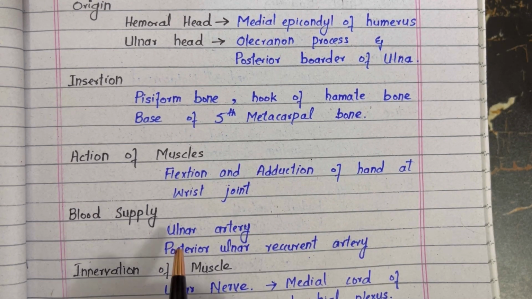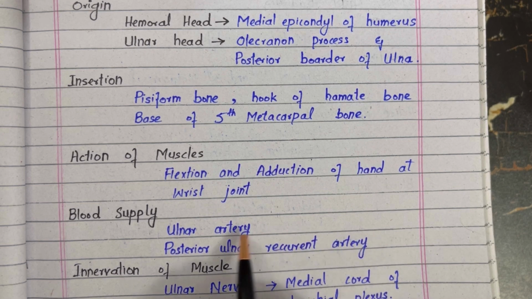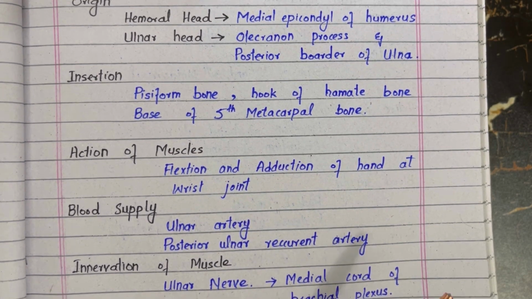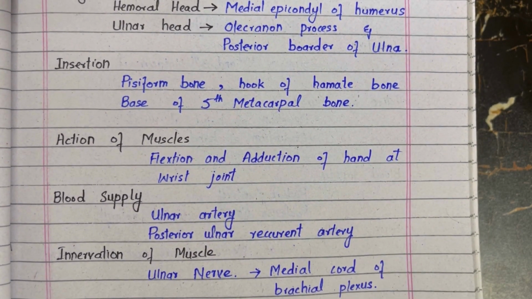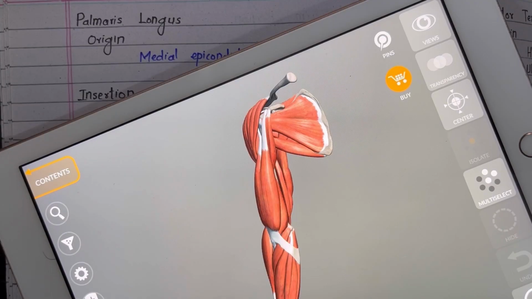The flexor carpi ulnaris muscle is supplied by the ulnar artery and the posterior ulnar recurrent artery, which is also the branch of the ulnar artery, while the ulnar artery is the branch of the brachial artery. The innervation of the flexor carpi ulnaris muscle is the ulnar nerve. The ulnar nerve originates from the medial cord of the brachial plexus. Now students, moving toward another muscle of the anterior compartment of the forearm, which is the palmaris longus muscle.